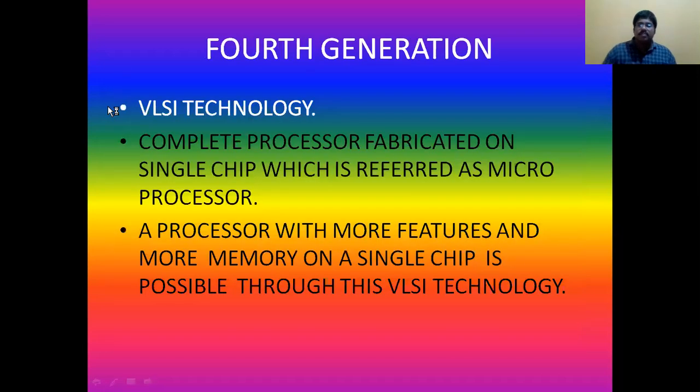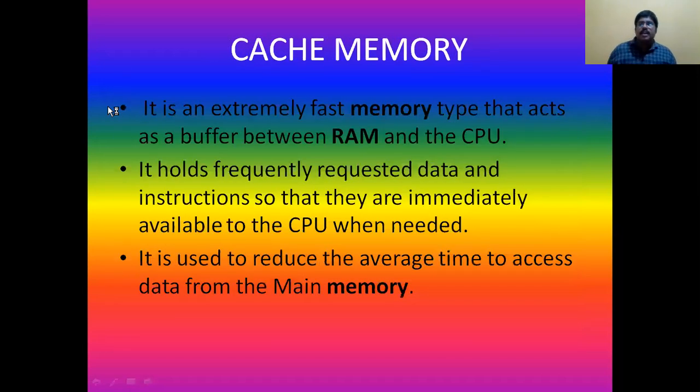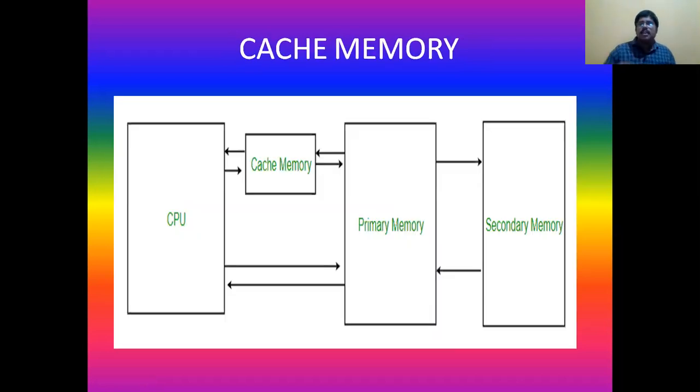So what is its definition? You can see it is an extremely fast memory. Why is it called the fastest memory? Because it is only a small memory, so searching this particular cache memory will be very easy for the CPU. It is not a big memory like primary memory or secondary memory. So searching for any instruction in a cache memory is very easy, and obviously the cache memory is the fastest memory.